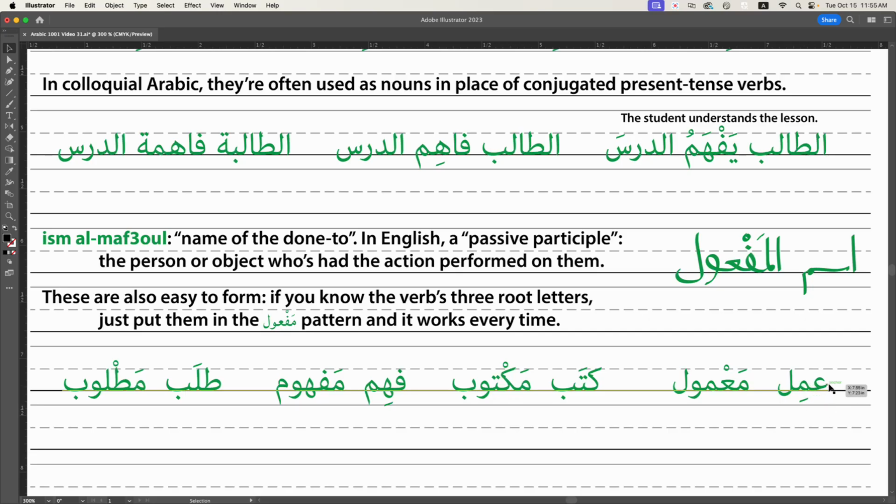A lot of times when we give a verb, we'll give it in the he did it form with only the middle vowel because we know that the first and last ones are both fathas. So, amila is to work. Ma'mul, something that has been worked. Kataba, to write. Maktub, something that has been written. Fahima, to understand. Mafhum, something that has been understood. Talaba, to request, where we get a talib, a student, a requester from. Matlub, the thing that has been requested.